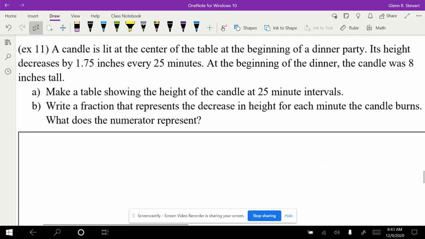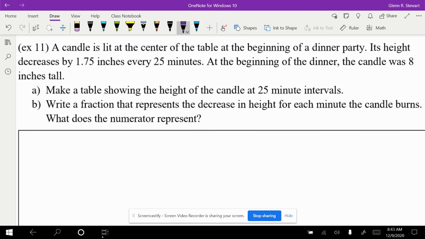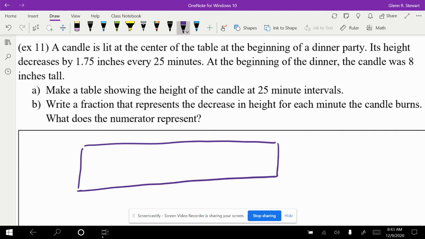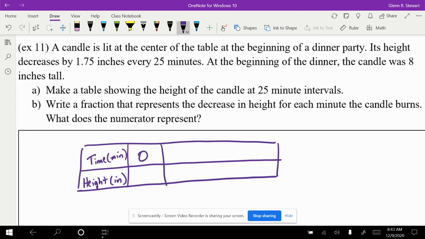Now that we're back, we want to make a table showing the height of the candle at 25-minute intervals. So I'm going to go ahead and draw a table out. I'm going to label what I have here. So in this case, my first one is going to be time in minutes. And then my other one is going to be height in inches. So at 0 minutes, which is the start, it is 8 inches tall.